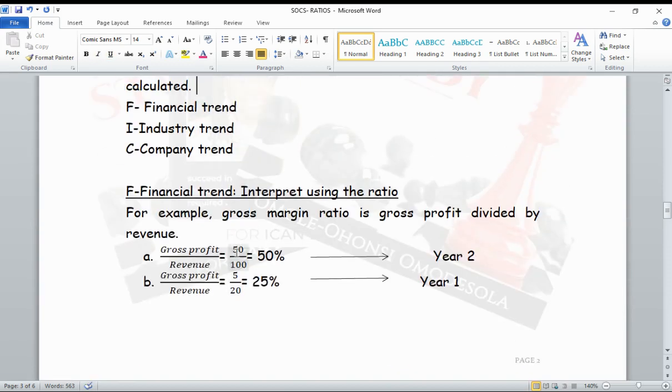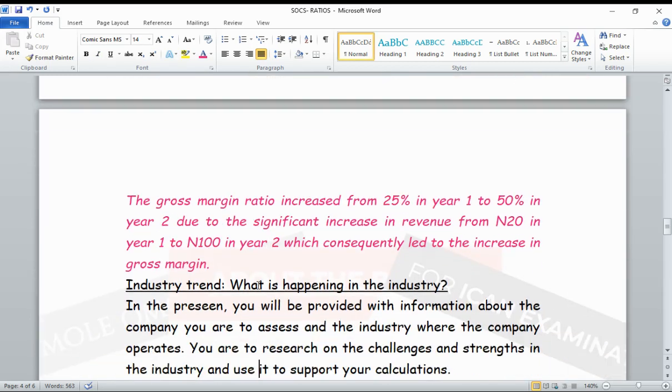Now look at this. In year one, we had a gross profit of 5. In year two, we had a gross profit of 50. In year one, you had revenue of 20. In year two, we had revenue of 100. So you can see that the gross profit increased significantly because what? The revenue increased from 20 naira to 100 naira. That's a significant increase. So now you have said here that the revenue increase from 20 naira to 100 naira is the reason why the gross margin ratio increased. Now you have analyzed the ratios using the financial trend.